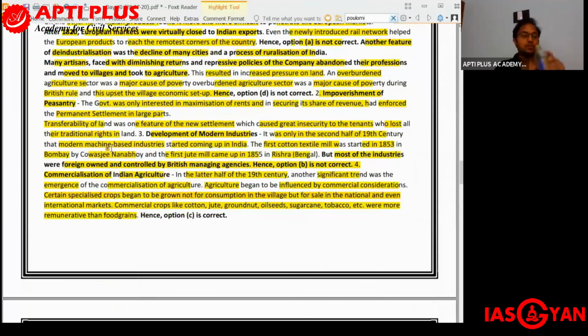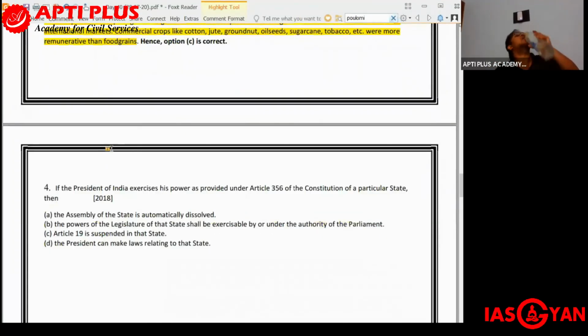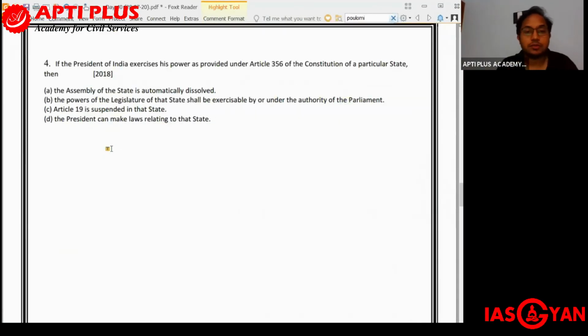Moving on to the next question, that is question number 4. This question is from Polity and also taken from the UPSC Prelims 2018 paper. The question is asking: if the President of India exercises his power as provided under Article 356 of the Constitution of a particular state, then A. The Assembly of the state is automatically dissolved. B. The powers of the legislature of that state shall be exercisable by or under the authority of the Parliament. C. Article 19 is suspended in that state, and D. The President can make laws relating to that state.